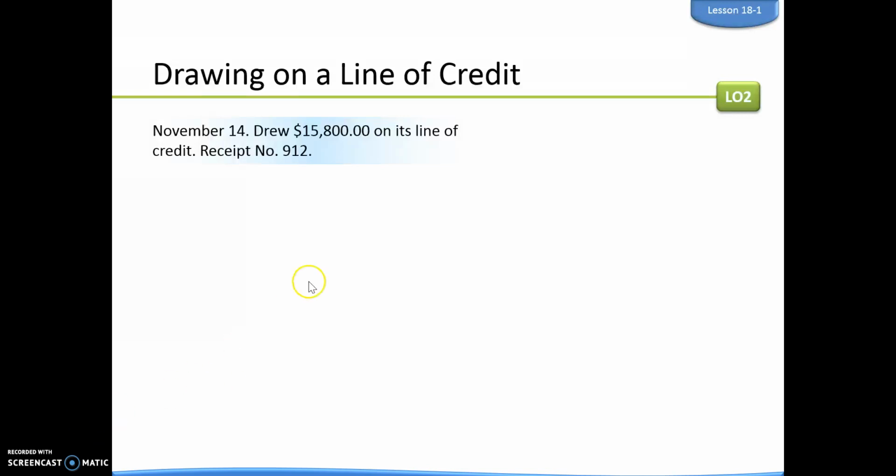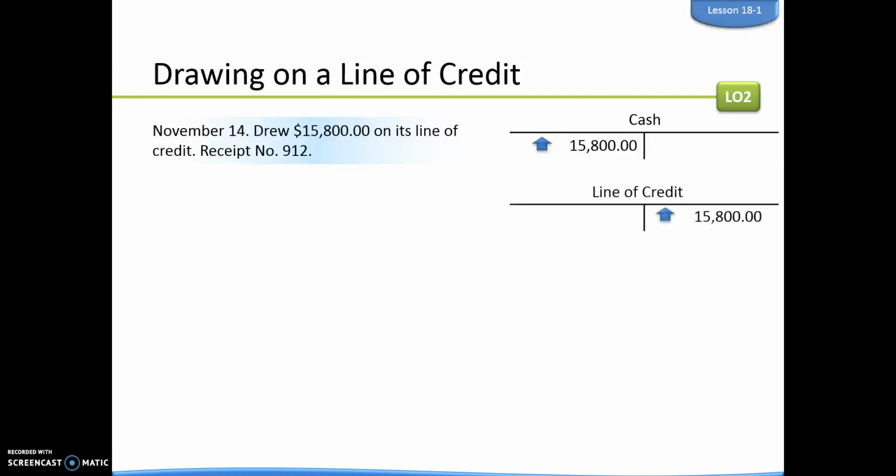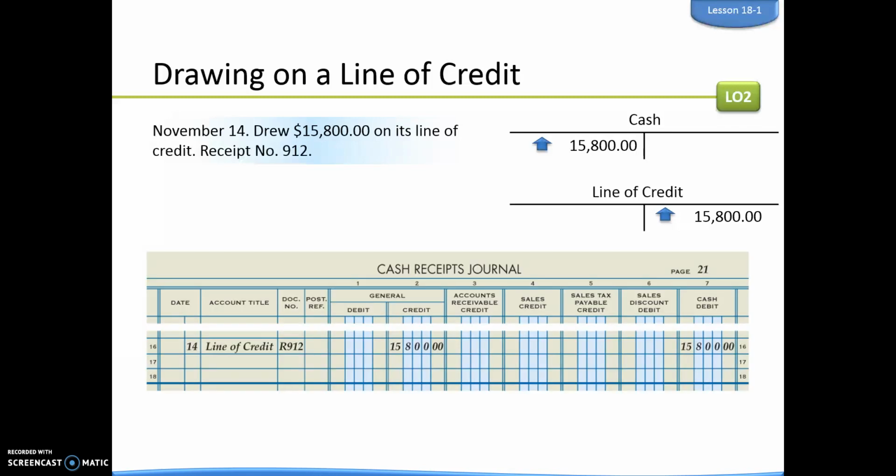So here it says we drew $15,800 on its line of credit, and it gives us a receipt as well as the date. So our cash goes up because that's what we needed, short-term cash, right? The other thing that goes up is a liability called a line of credit, which is for $15,800. So when we put this, we're going to put it in our cash receipts journal because we're receiving cash.